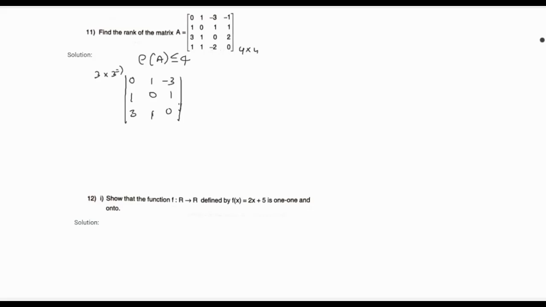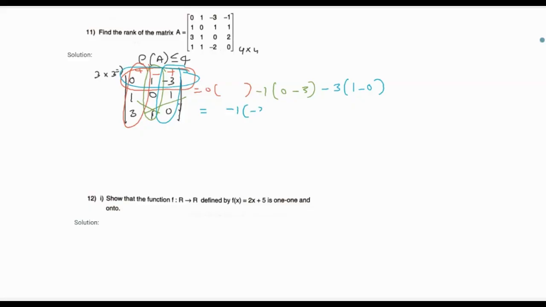Expand this determinant for 3 by 3. It will be plus, minus, plus. If I take plus, 0 into something is 0, so no need of calculating. Then the second one, minus 1 times (1 into 0, minus 1 into 1, that is 3). Then the next one, plus: leaving that row and column, it is 1 times (1 minus 0)... so it becomes minus 1 into minus 3 minus 3 into 1. Minus and minus become plus, and it is 3 minus 3, so it becomes 0. If it is 0, the rank of A will be less than or equal to 3. It is not equal to 3.